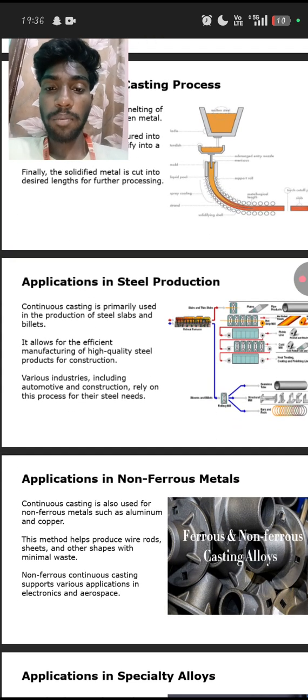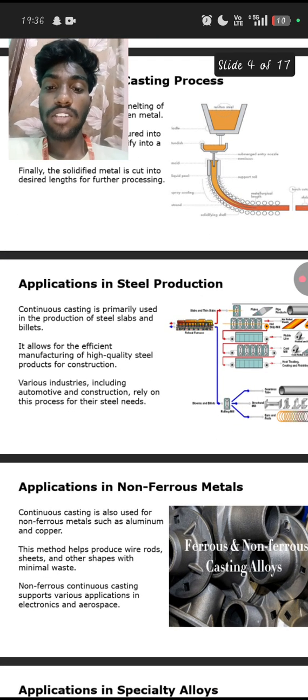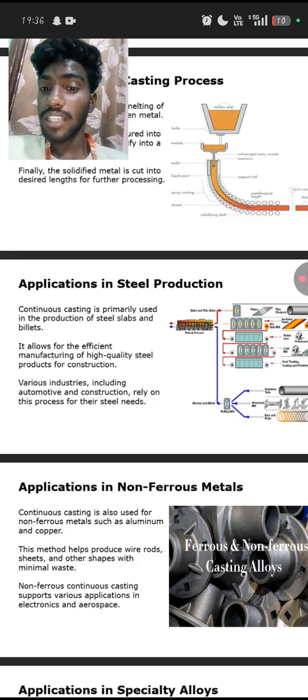Let us see the applications in steel production. Continuous casting is primarily used in the production of steel slabs and billets. It allows the efficient manufacturing of high quality steel products for construction. Various industries, including automotive and construction, rely on this process for their steel needs.